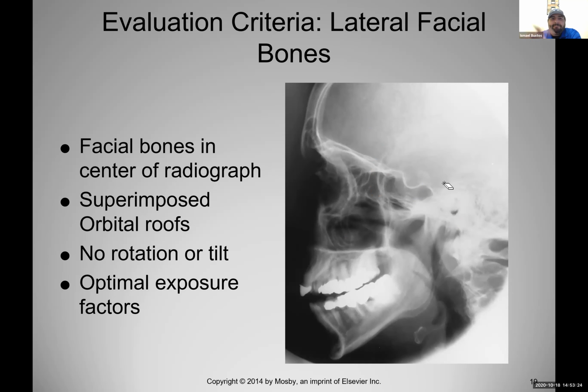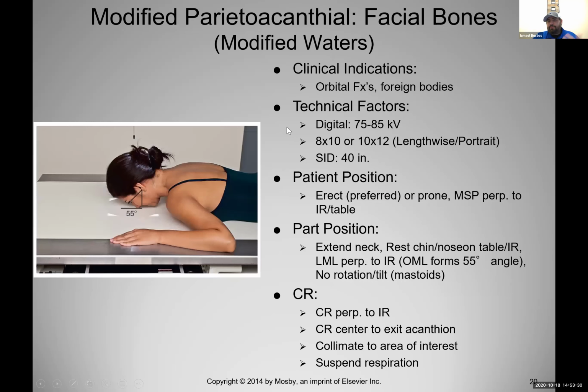All right. So again, going quickly because we've gone over these projections before. The last projection is the modified Waters. Make note, this projection is used for what's called blowout fractures. That's mainly what it's made famous for, to look out for blowout fractures of the orbit.